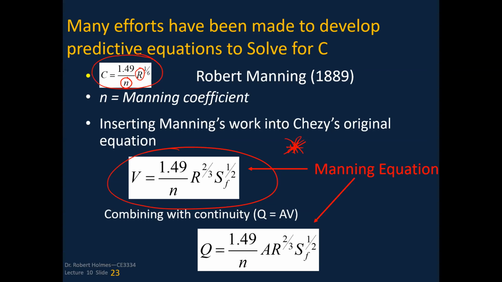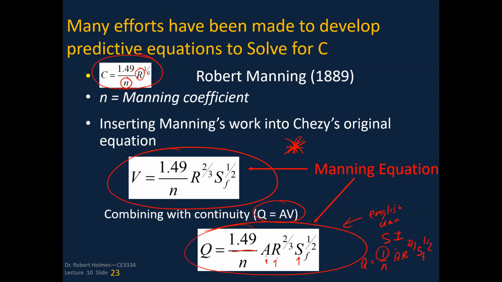And so if we combine this with continuity, which says Q is equal to AV, this is also a form of the Manning equation. Just to remind you, this is 1.49 over N, area is A, R is the hydraulic radius, S sub F is the friction slope. Now, this is in English units. If we're in the SI system, this becomes Q is equal to 1 over N, A, R to the 2/3, S sub F to the 1/2, where this is the difference between the two.